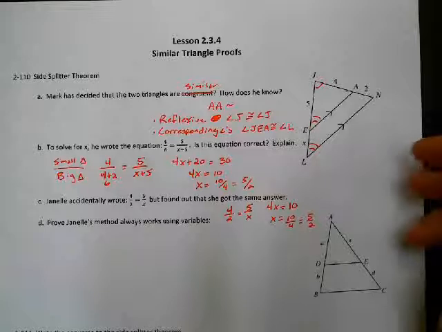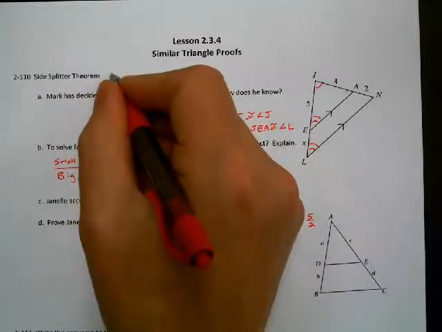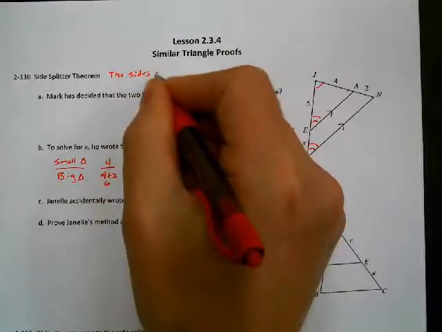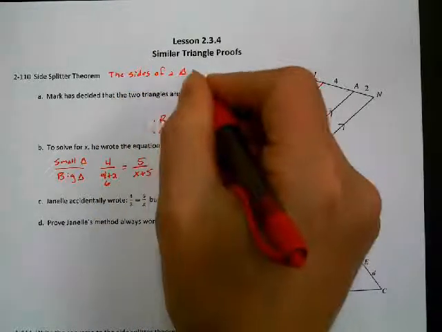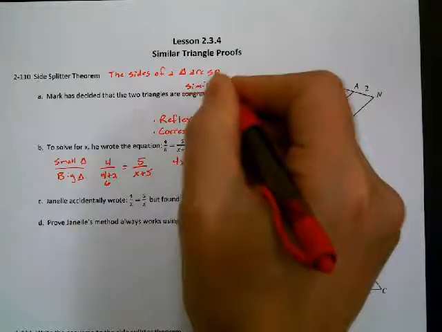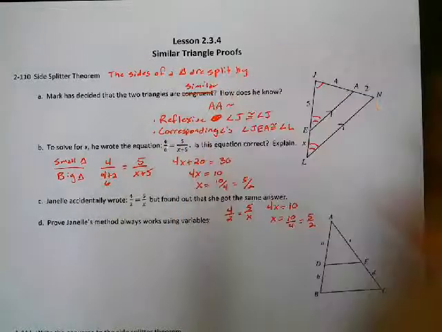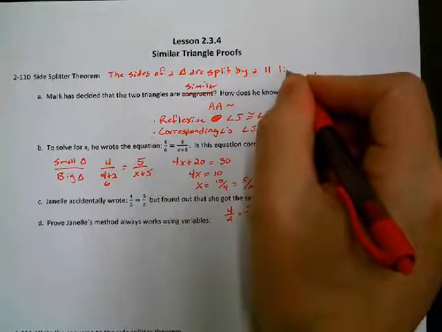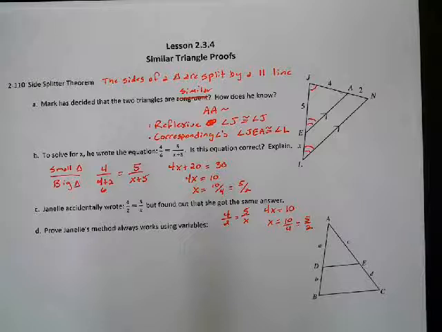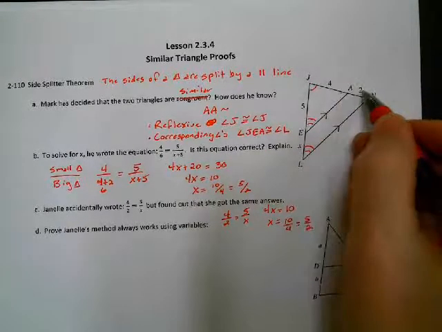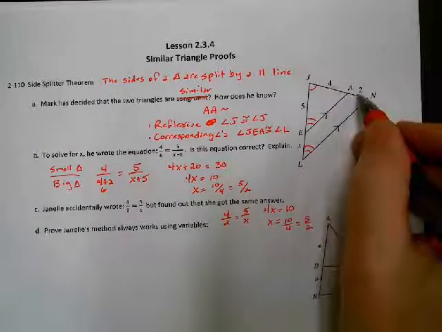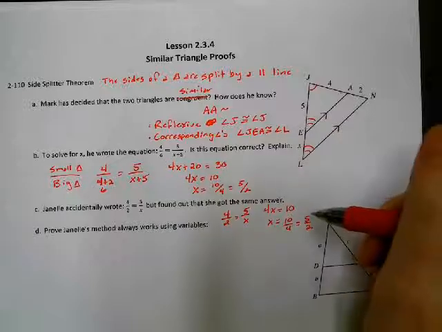So in the side splitter theorem, when the sides of a triangle are split by a parallel line, you can do what Janelle did. Janelle compared 4 over 2 to 5 over x. So the segments of the long side that got split, we can do this.